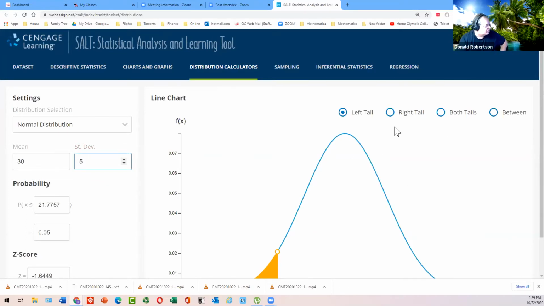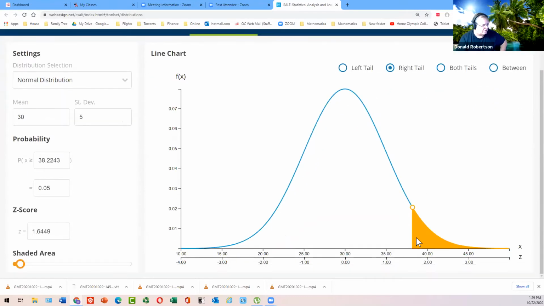And we want to know right tail, right? People who got bigger than something. And I want to know what percentage of people got bigger than 37. And there is your answer, ready to go. As a decimal, 0.08. As a percentage, 8%. So the chances that you choose somebody at random from that class and they got 37 or more in the test, that's going to happen about 8% of the time, right? 0.08.